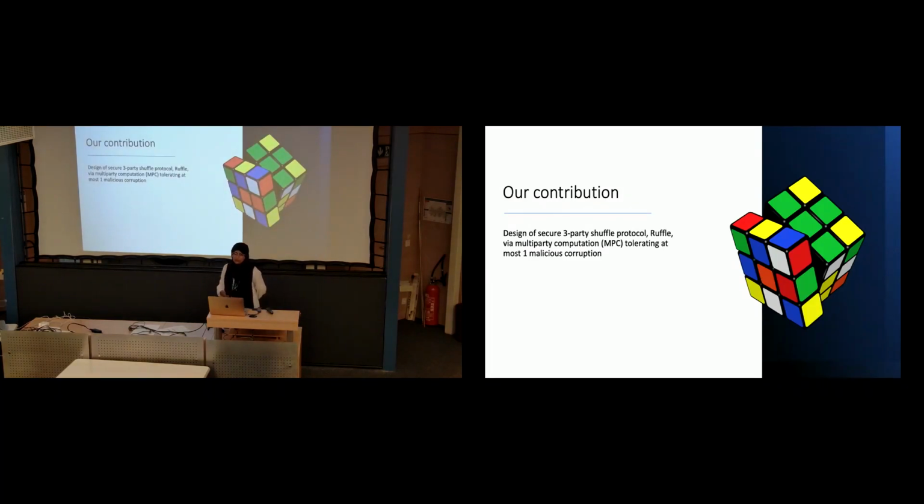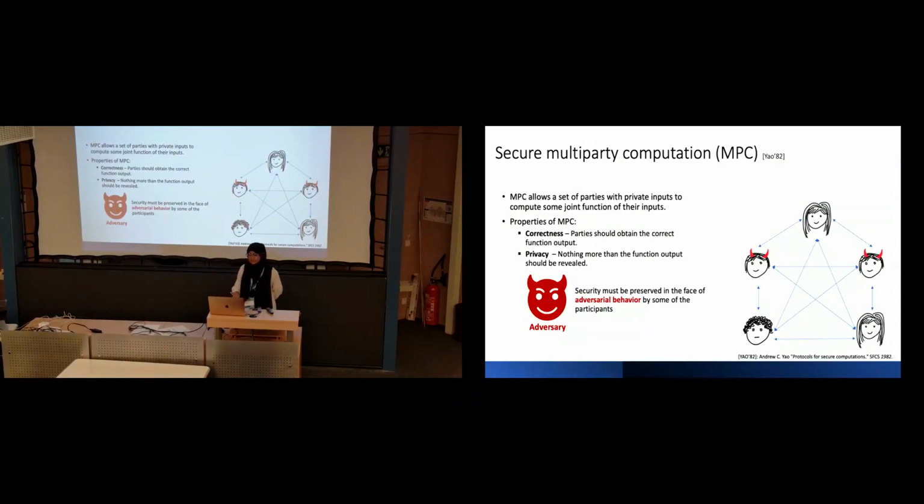So our contribution lies in designing a secure three-party shuffle protocol called Ruffle via the technique of MPC, or secure multi-party computation. And in the process, we are able to tolerate at most one malicious corruption amongst the set of three parties. As was discussed in some of the previous talks, MPC is a technique that allows a set of parties with private inputs to compute a joint function on the inputs while ensuring that at the end of the computation, all parties obtain the correct function output and nothing beyond the function output is leaked. And MPC also guarantees security in the presence of adversarial behavior by some of the participants.